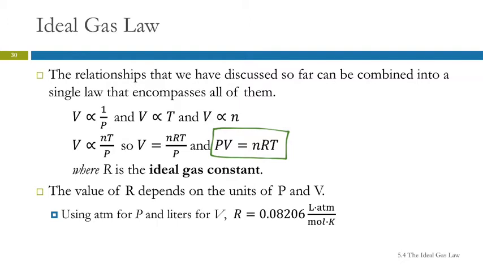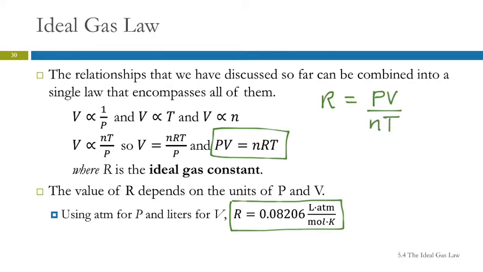But the reason they are like that is so that the units will cancel out when we do a calculation. If you rearrange this for R equals PV over nT, the units would be atmospheres, liters, or liter atmospheres, mole, and Kelvin. So that's how it gets those odd units.